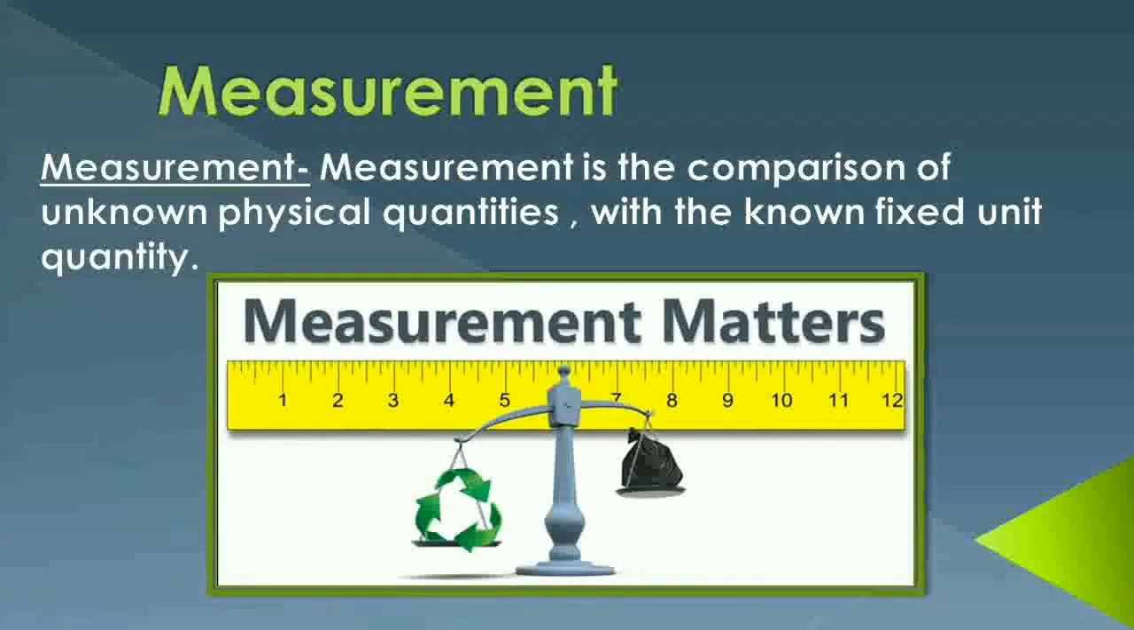Before explaining the measurement of different quantities, we should know the definition of measurement. So measurement is the comparison of the unknown physical quantity with the known fixed unit quantity of the same nature. We have already learned measurement of area in our previous classes. Let us revise it and find the area of irregular surfaces.